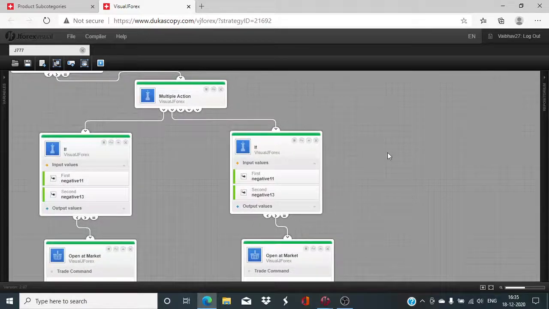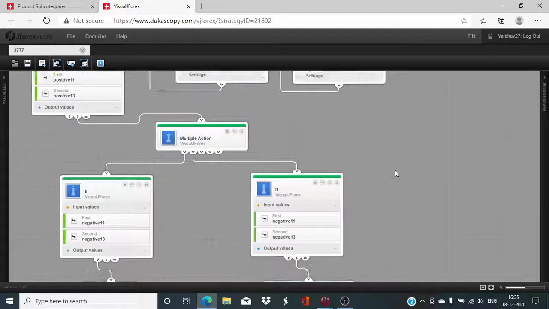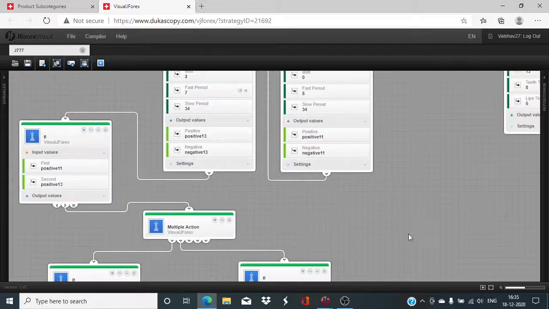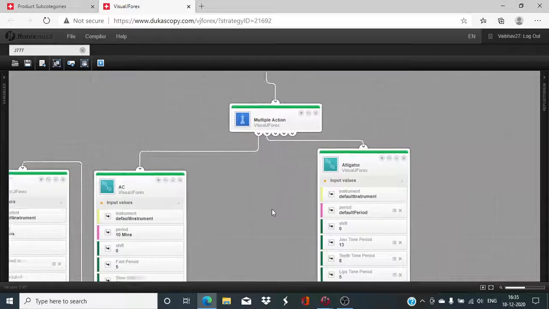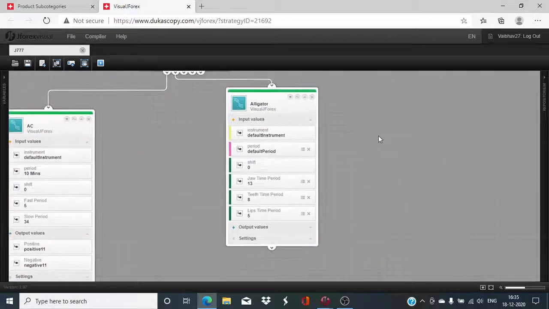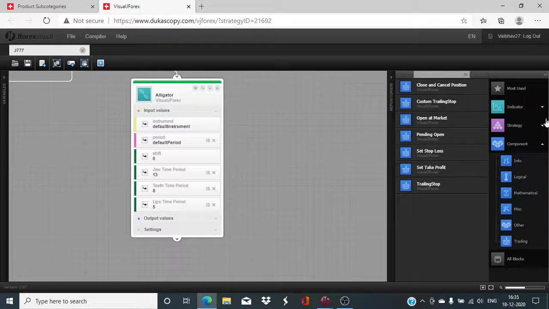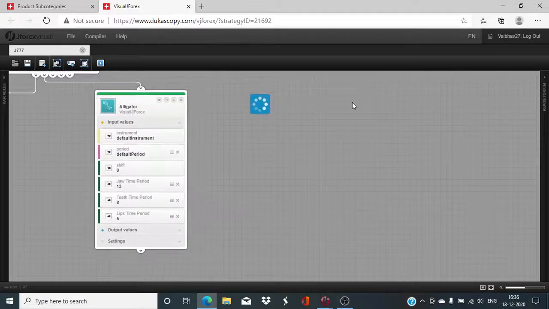So here, when you want to execute multiple logics in a different way, you can use this multiple action block, or even in the same algorithm you can work with two ideas, as I have done here. I have added the alligator block. Suppose if we want to add complexity, then we can even add other components, other indicators, and then do the comparison between them, and we can define the setup and we can work with it.